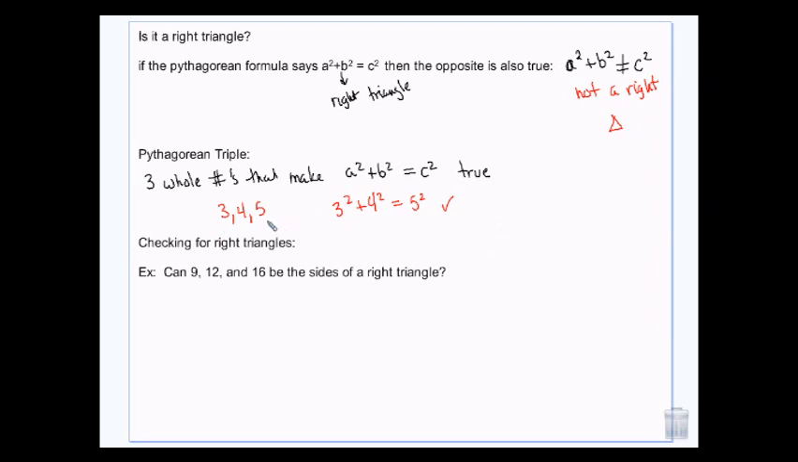So when we're checking to see, does this make a right triangle? What number is C? 16. Because C is always the longest, right? So C is the longest side, so it's the biggest number. And then A and B, it doesn't matter. I can call them A and B, or I can say B and A. So I'm going to check.